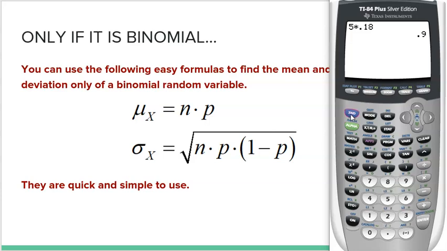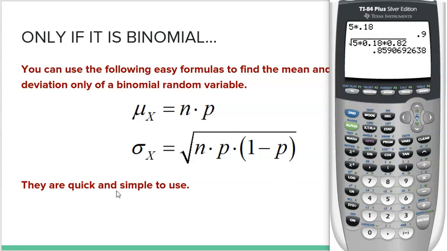Now, the standard deviation formula is also fairly easy, very simple to do. It is taking the square root of your sample size, 5, multiplied by the probability of success, 0.18, multiplied by the probability of failure, 0.82, which again we signify as 1 minus p. And we get 0.8591. So what this tells us is that if we were to look at 5 batteries a large amount of times, on average we would expect 0.9 defective batteries. But the number of defective batteries in that sample of 5 will vary by 0.86 from the mean.